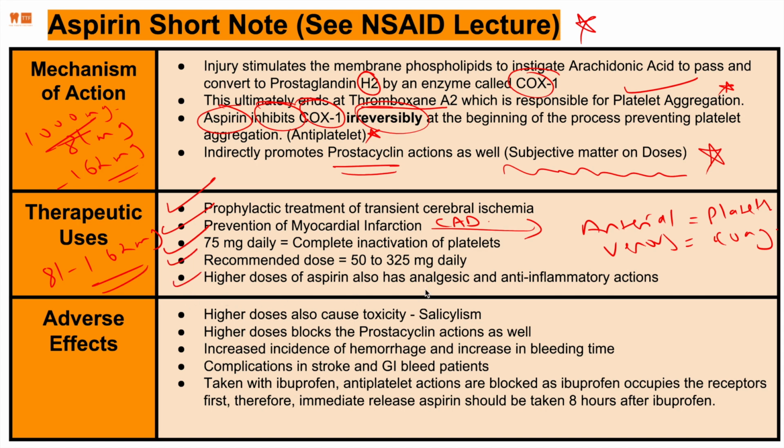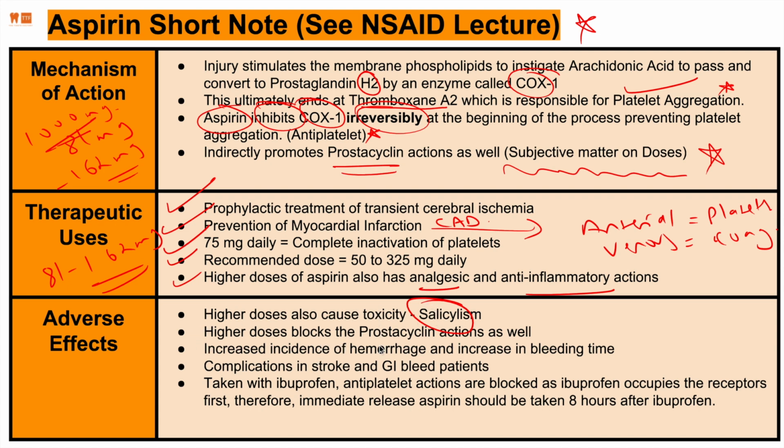Higher dose of aspirin has analgesic and anti-inflammatory actions as well. Adverse effects, as such, salicylism is a huge topic on its own, but essentially that's in the NSAID lecture. So please go and check that out. Higher doses can cause toxicity known as salicylism.